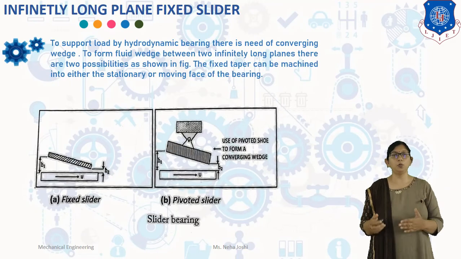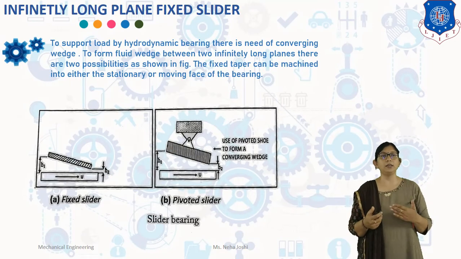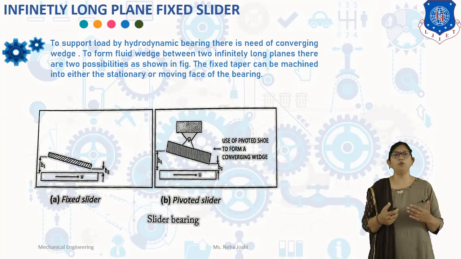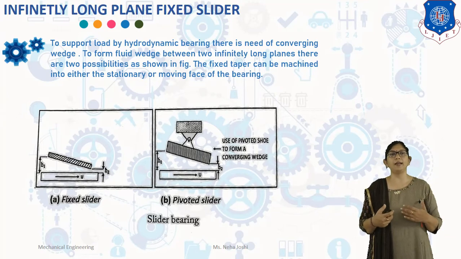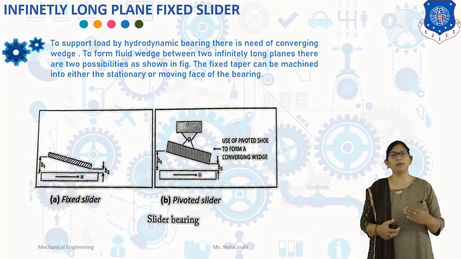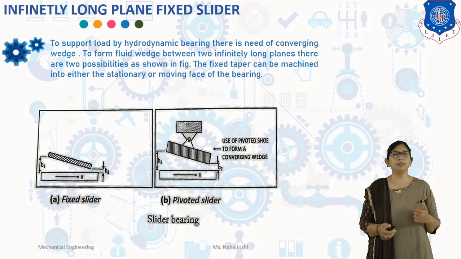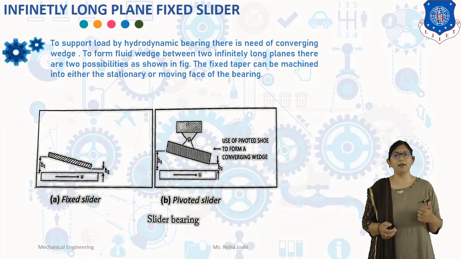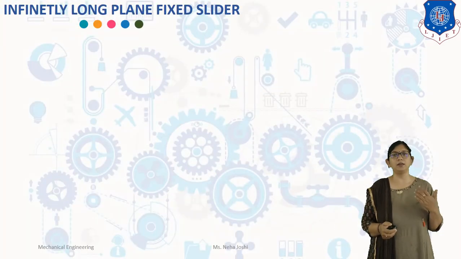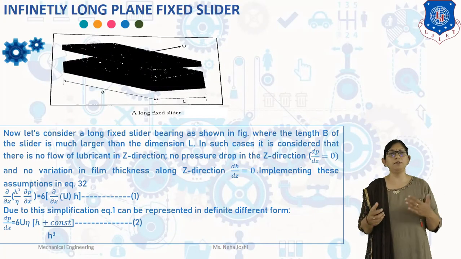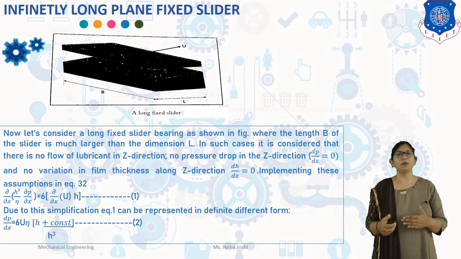Now, to support the load by a hydrodynamic bearing, there is a need for a converging wedge. To form a fluid wedge between two infinitely long planes, there are two possibilities as you can see in the figure. The fixed taper can be machined into either the stationary or moving face of the bearing. Now let us consider a fixed slider bearing as you can see here in the diagram, where the length B of the slider is much larger than the dimension L.